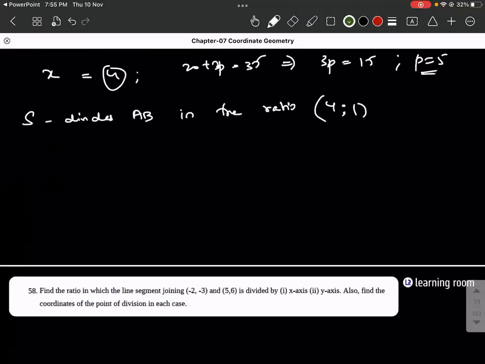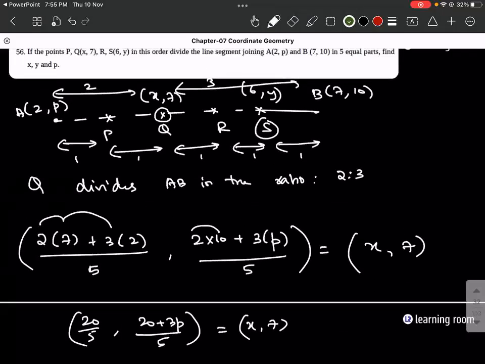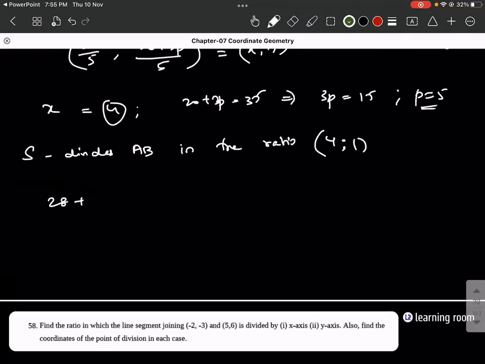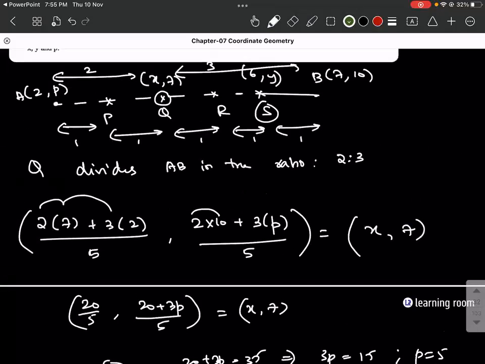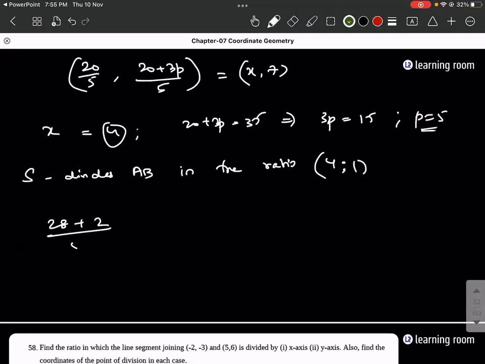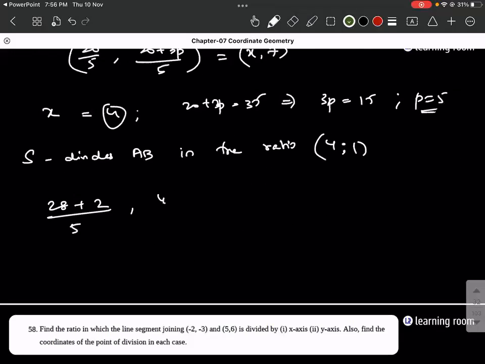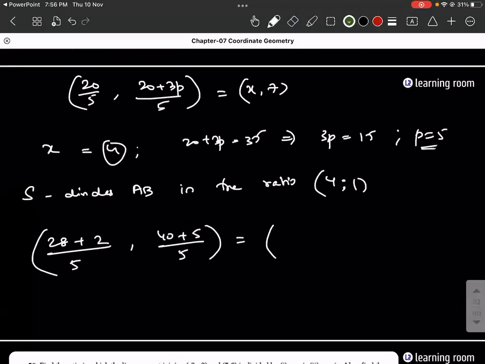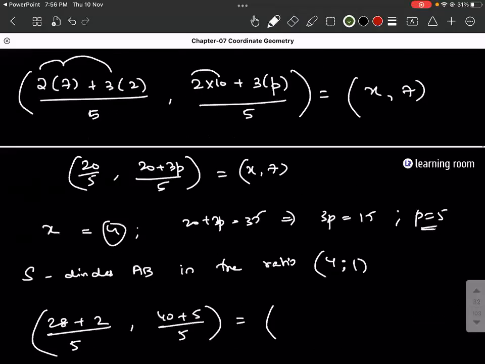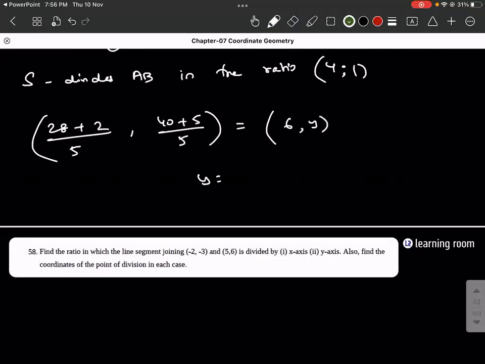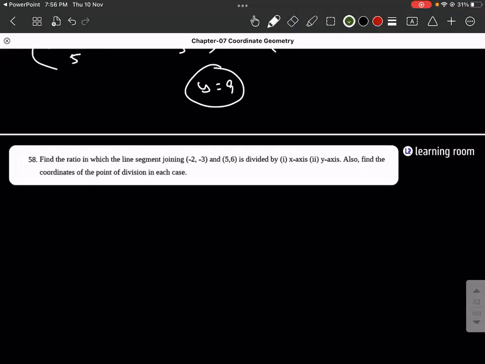Answer. So (28 plus 2 divided by 5, comma 40 plus 5 divided by 5) is equal to (6, Y). So Y is how much? 9, no? Yes, sir. Y is 9. Right.